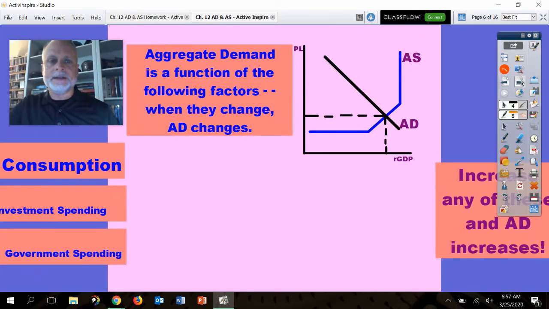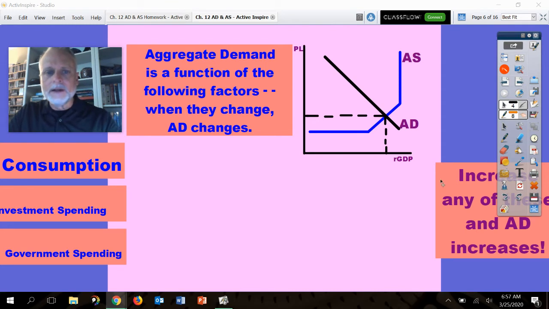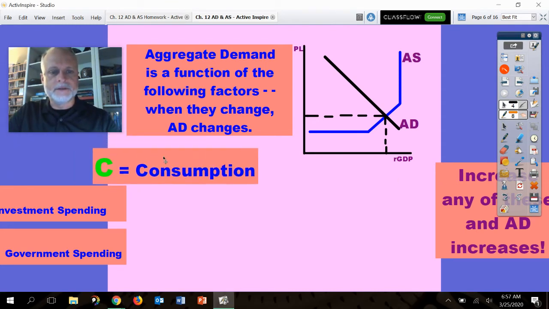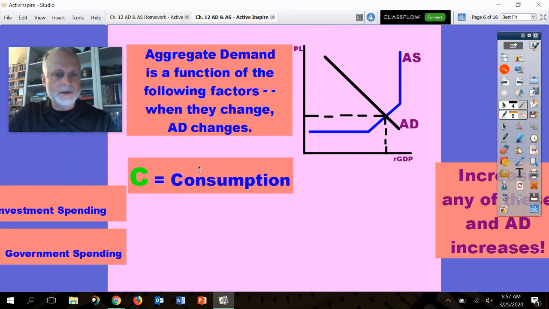Let's take a look at the AD curve. Why do you have to know how that thing shifts around, right? Well, here are the reasons, and I think you just need to fill these in. The very first thing is consumption. Guys, you remember how much of the economy that is, right? 70% of all economic activity comes from the consumer.